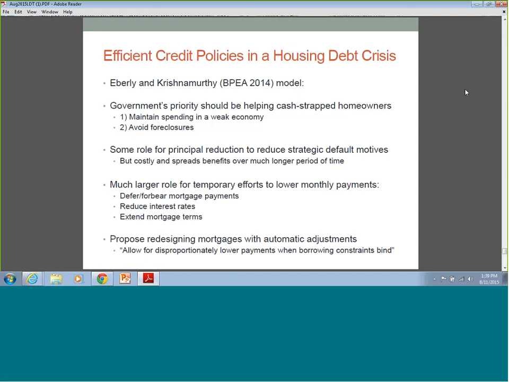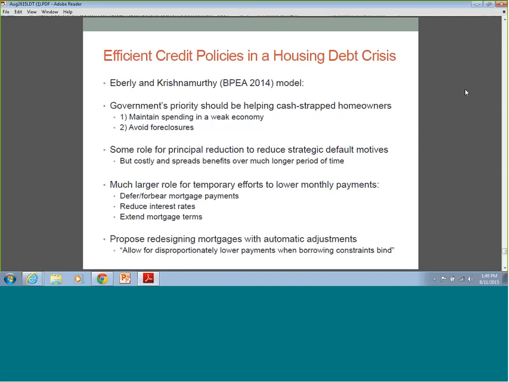And what they really highlight is that while principal reductions can help deal with the strategic default motive, they're very costly and they spread benefits over a much longer time horizon than a short-term income structure. And so it's certainly the case that during the Great Recession, people's incomes were disrupted more than usual. We saw a lot more long-term unemployment than normal, but even that is far shorter than the usual mortgage duration.